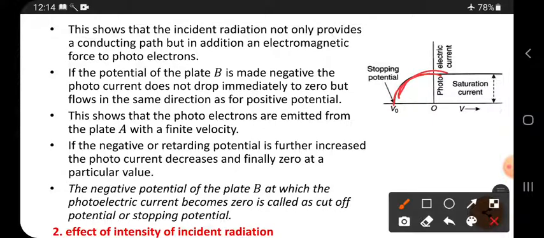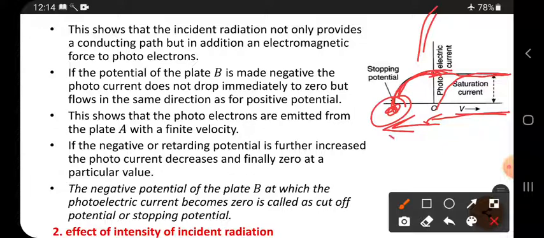So at the beginning, if we increase the potential in this direction, here we take the current. What happens? It slowly increases and reaches a maximum value. If you decrease the potential and make it zero, the current is never zero. It shows a certain current. Again, if you increase the negative potential, then what happens? This current starts slowly decreasing and finally becomes zero. The negative voltage at which the current is 0 is called the stopping potential or cutoff potential. That is given here.